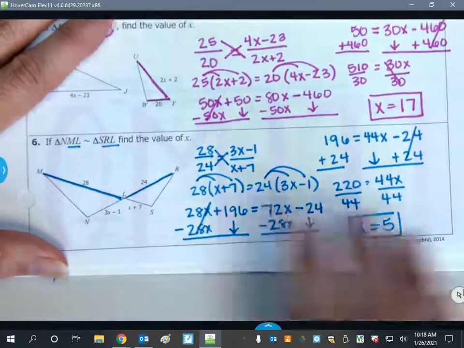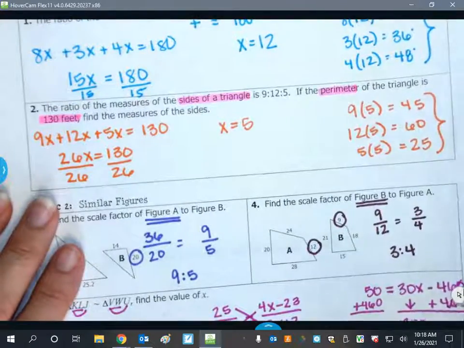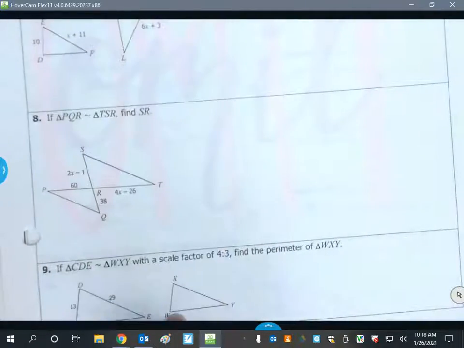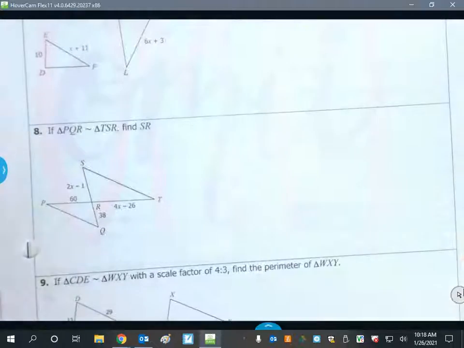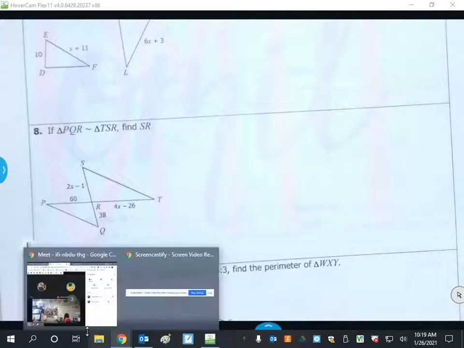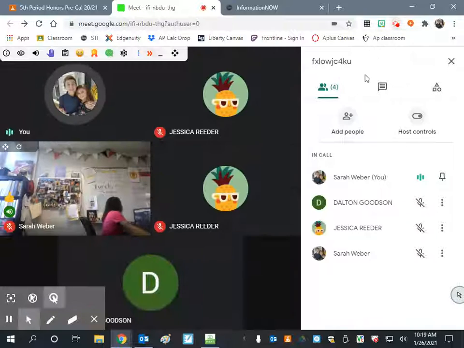All right, that's done with page 29. Let's take a look at page 30. We're going to do 7, 8, and 9 in this video before we stop, and then we'll go on to video number 2. So we're going to do number 7 next.